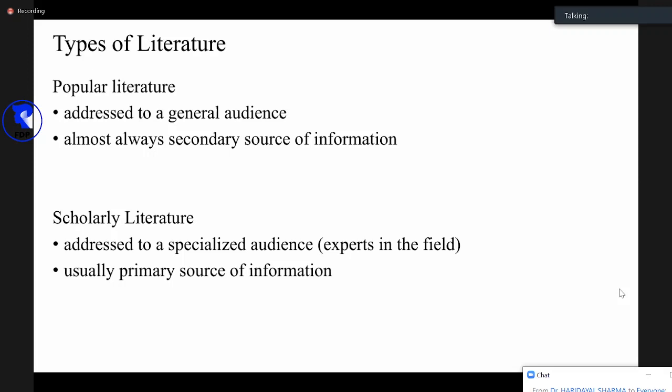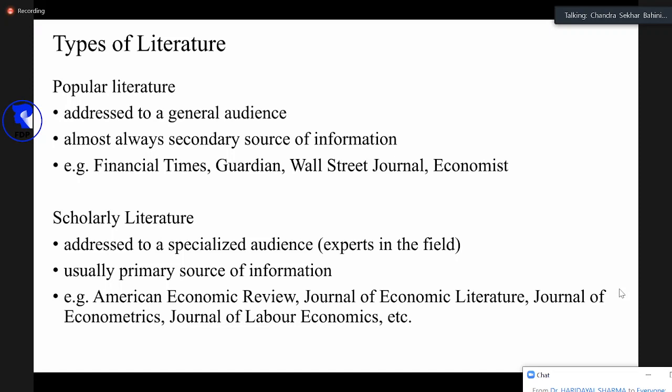There are two kinds of literature available to us. One is the popular literature. As Dr. Mani pointed out the other day, while writing a manuscript or paper, you first have to think about who you are writing for. Scientists, and even people from medicine, also write columns in newspapers.